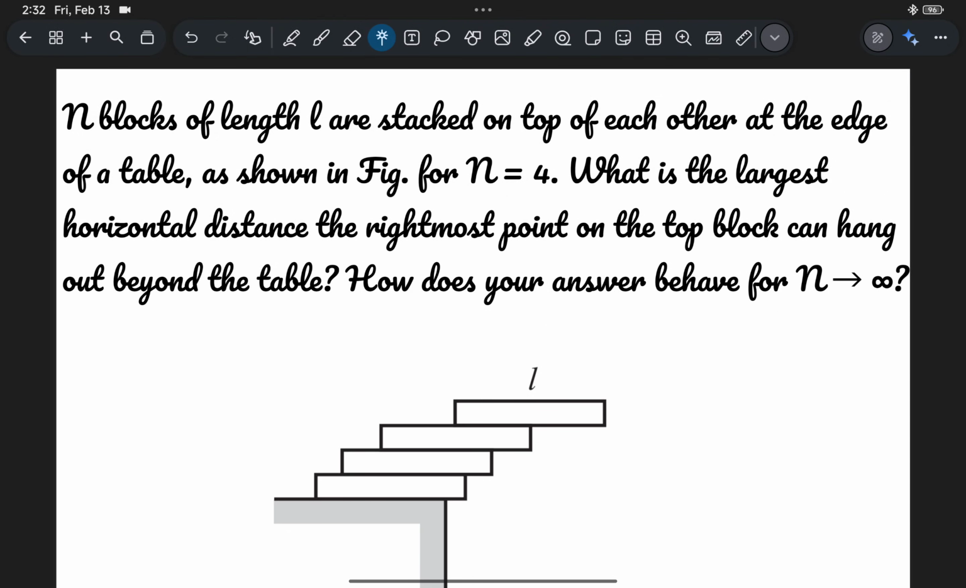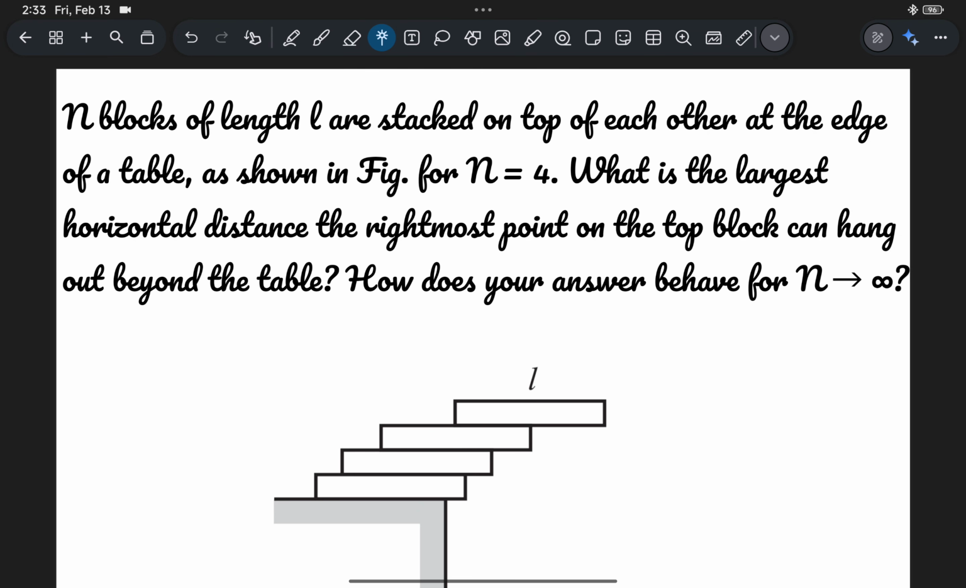In this question, it is given that n blocks of length L are stacked on top of each other at the edge of a table as shown in the figure. And here there are 4 blocks, one over the other. We have to find what is the largest distance between the rightmost point of the top block and the table itself. This distance they are asking, that also the maximum possible one. And we have to see how it behaves for very large values of n, as n tends to infinity as well.